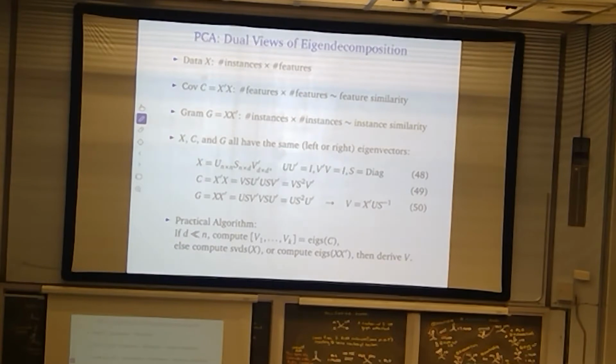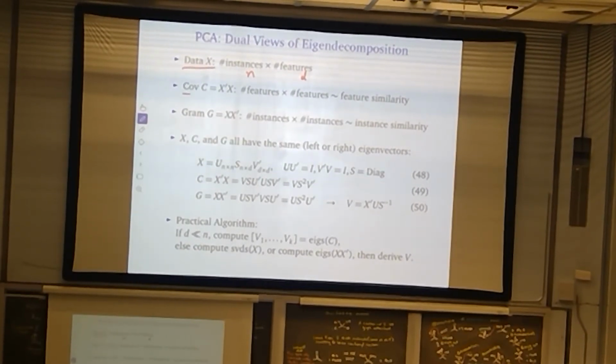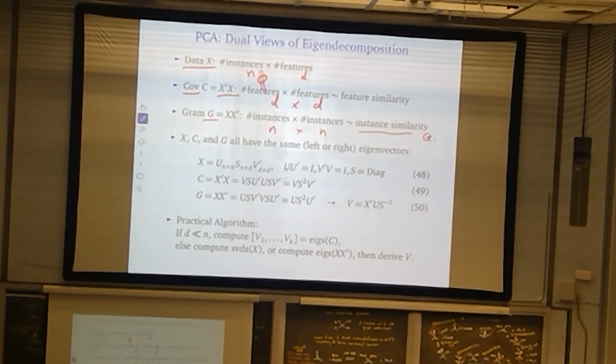Eigendecomposition. Data X is n by d, number of instances times number of features. We have already pointed out these two highly correlated matrices. One is the covariance matrix, X transpose X, whose size is the number of features, so it's d by d. Okay, it's a feature similarity. The Gram matrix is the number of instances, so it's n by n. Gij is the instance similarity, Cij is the feature similarity.